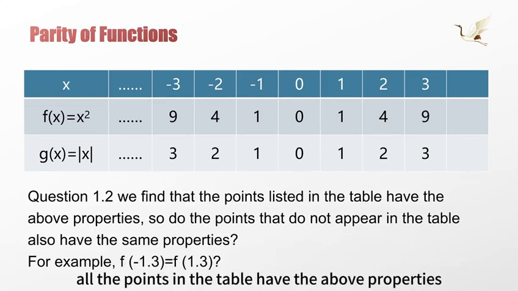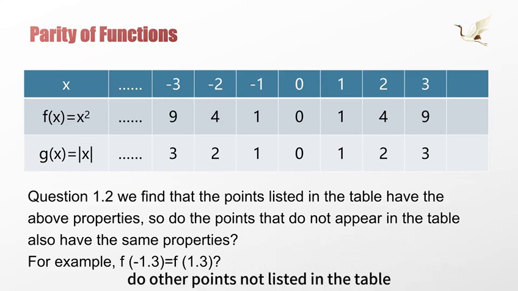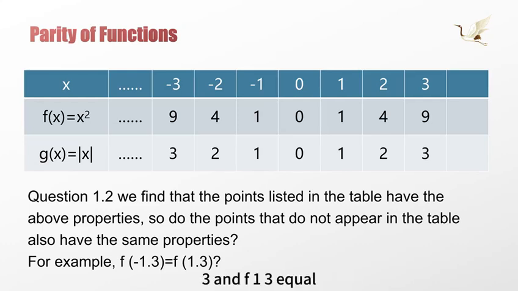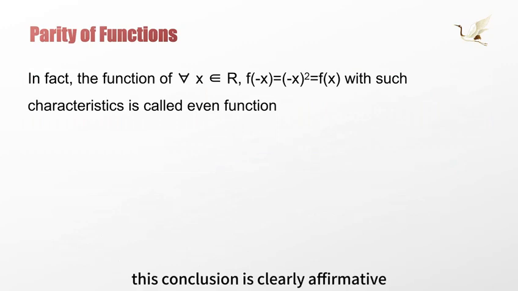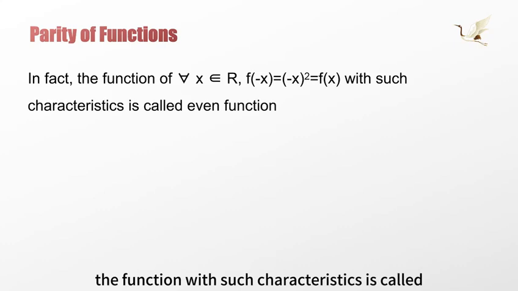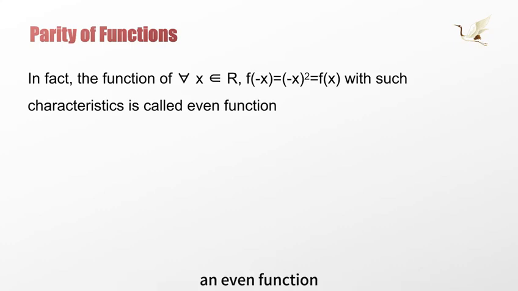We found that all the points in the table have the above properties. Do other points not listed in the table also have the same properties? For example, are f(-1.3) and f(1.3) equal? This conclusion is clearly affirmative. In fact, for any x belonging to R, f(-x) equals (-x) squared, and f(x) equals x squared, so they are equal. The function with such characteristics is called an even function.